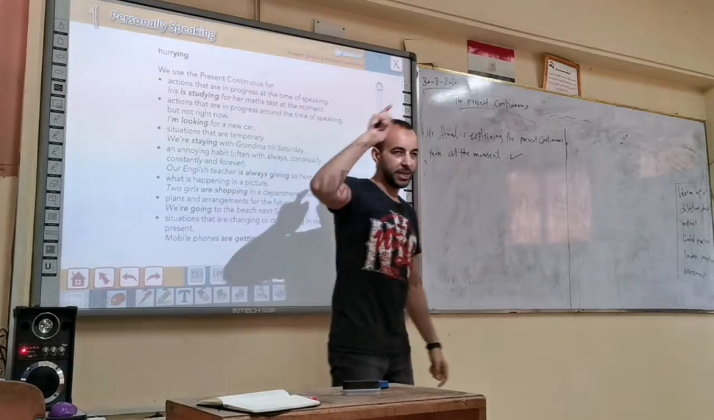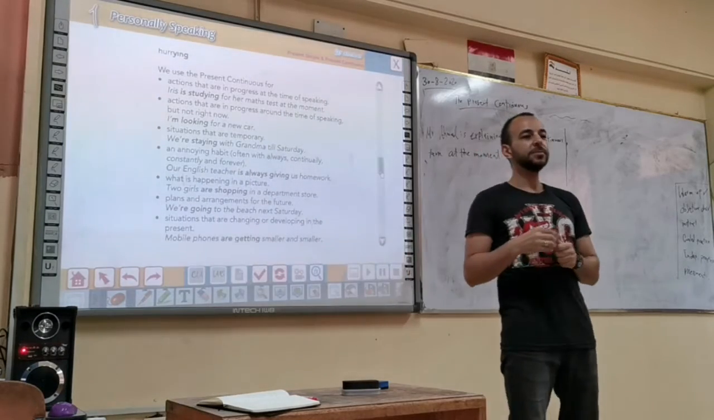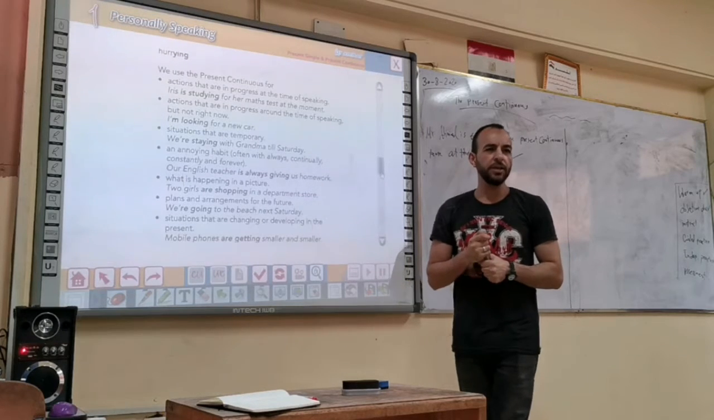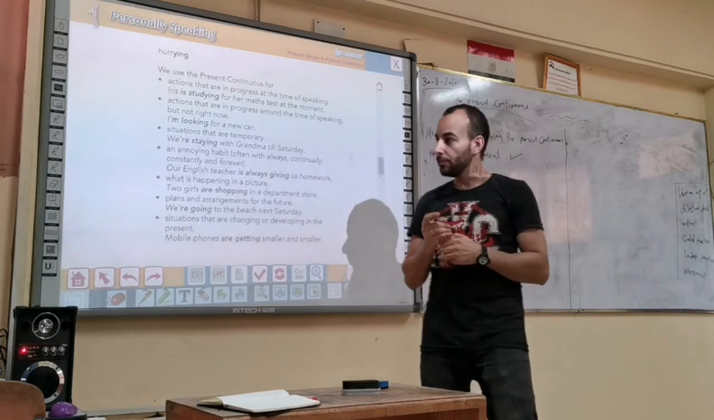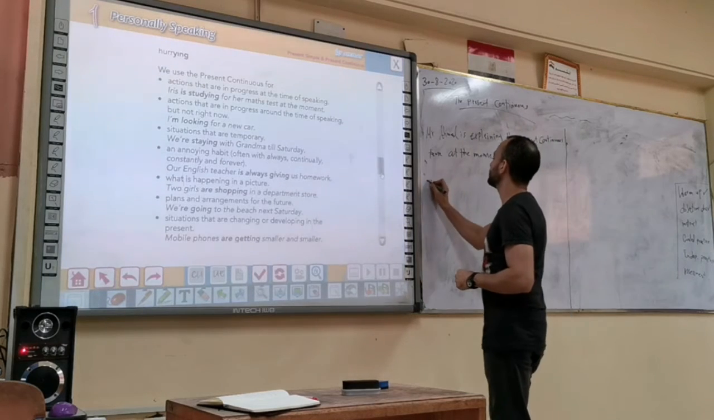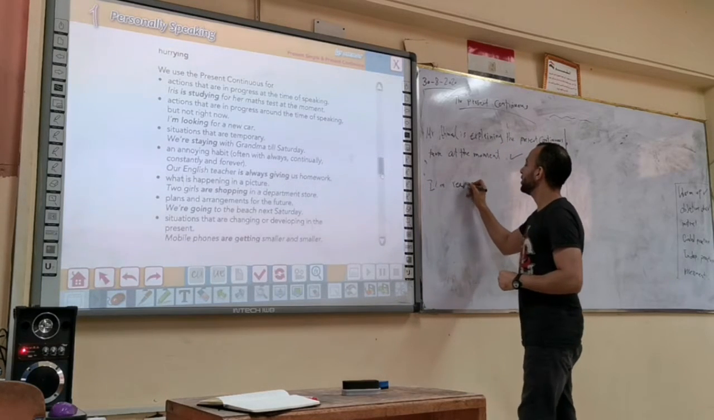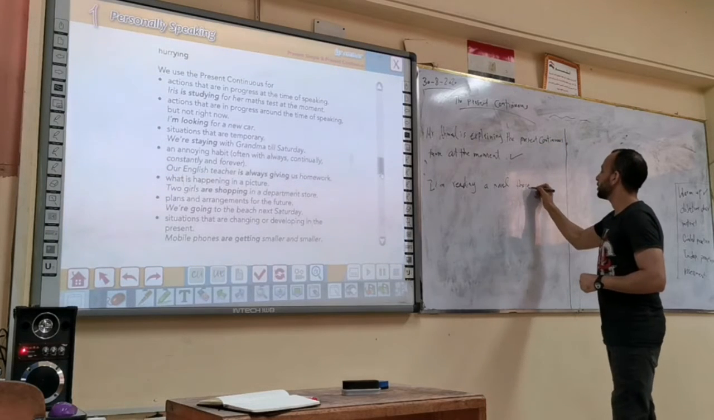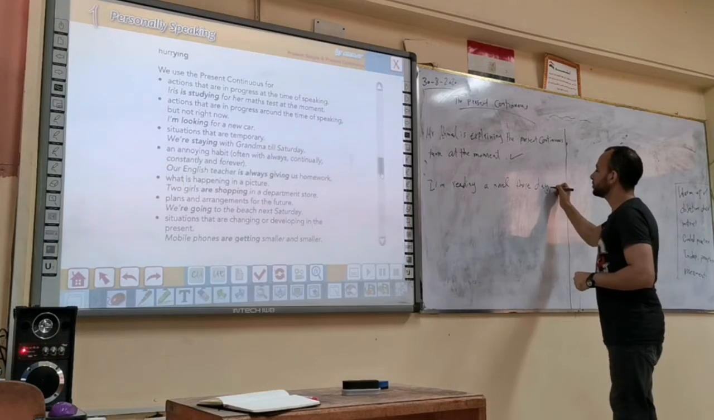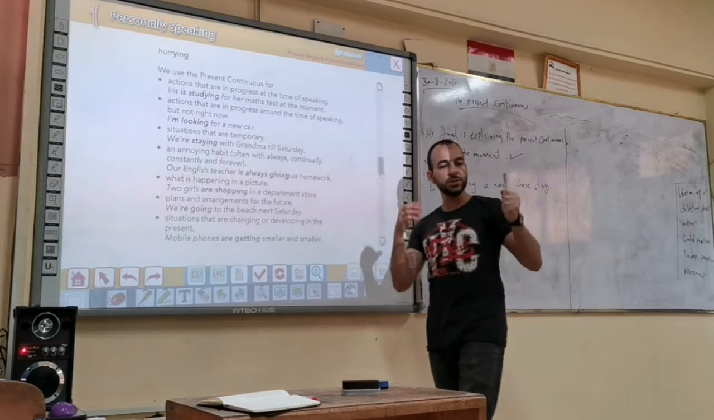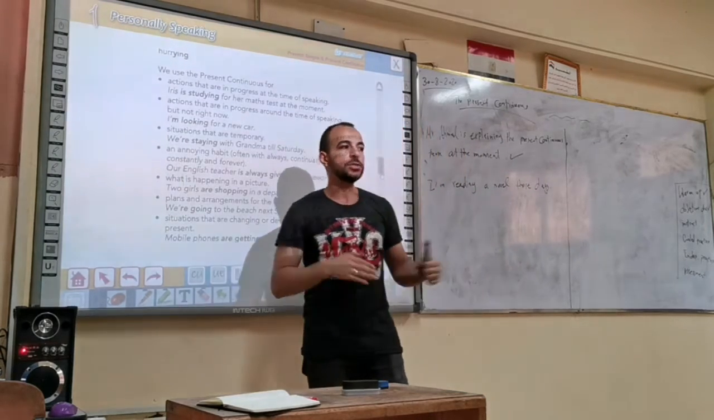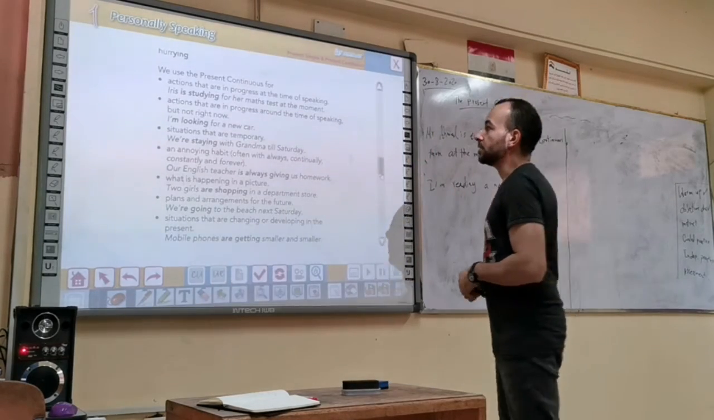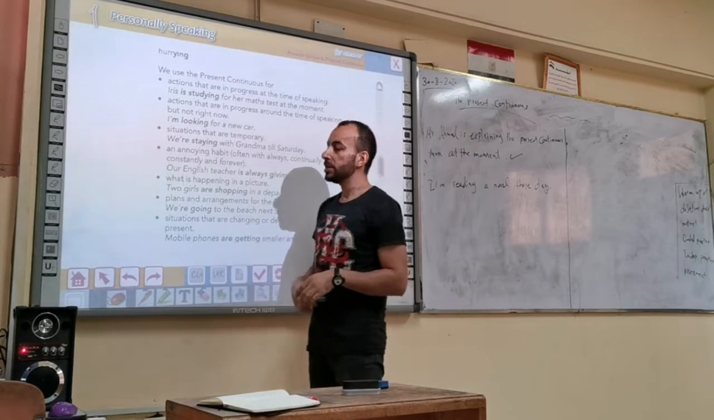Okay? I need someone to give an example. Yes, Tom. I'm reading a novel these days. Right? Excellent. I'm reading a novel these days. Excellent. Right? He used the main verb, added ing, and used am, of course, with I. Excellent. Great.